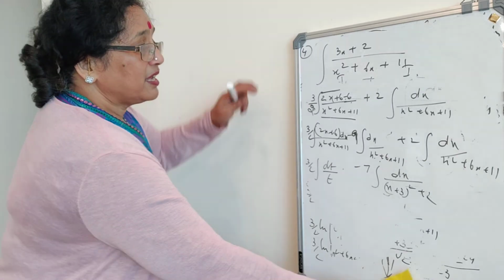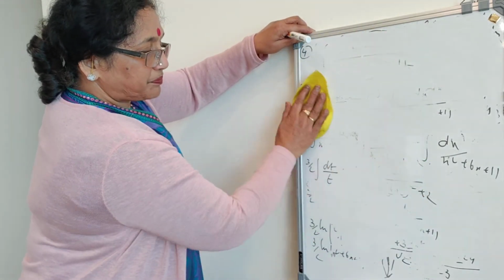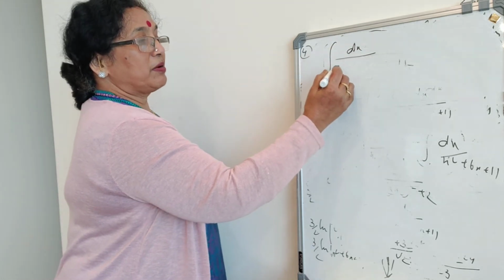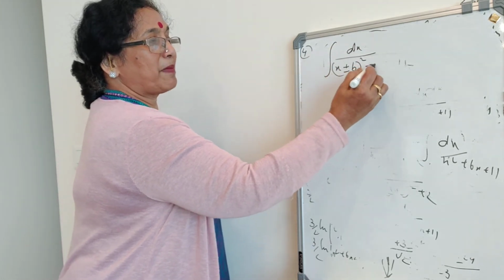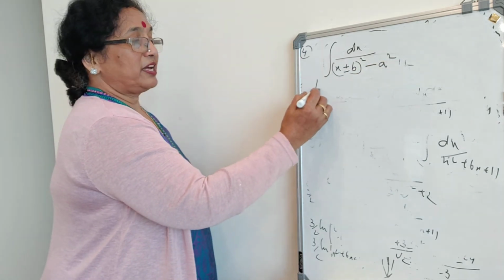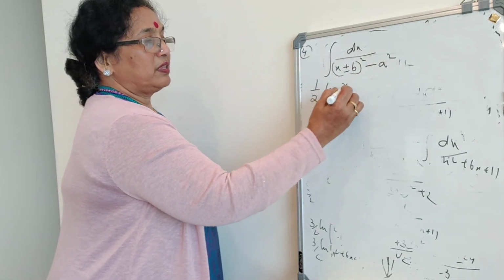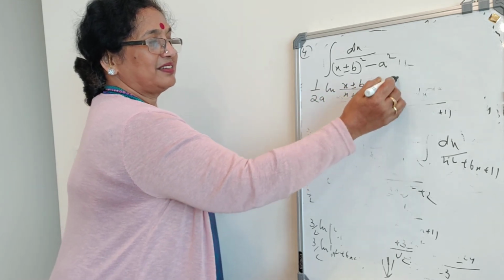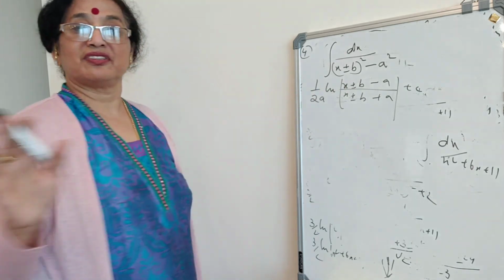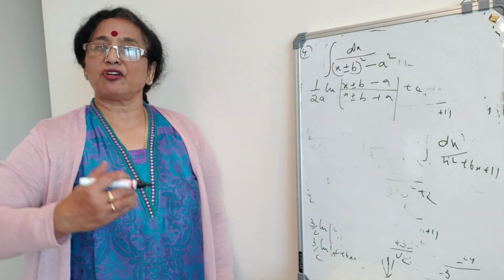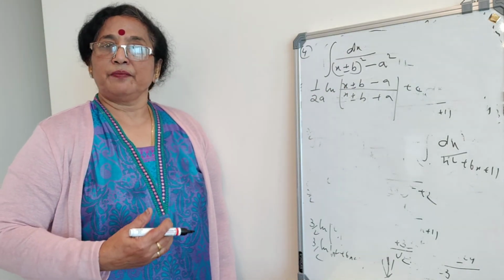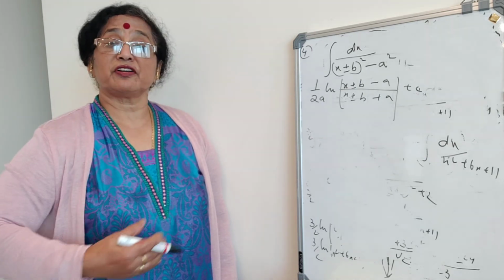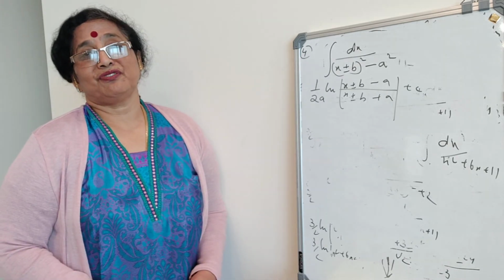What I mean to say is, if you are having a quadratic, you complete a square, constant on the top, and you complete a square (x plus or minus b) whole square minus a square, this formula is 1 by 2a ln of the linear part minus a, by the linear part plus a. That's all. The formula has changed. But the rule which I taught you, completing a square for the denominator, is only if the numerator is a number. And if it's a function of x, I have taught you how to do the various ones.